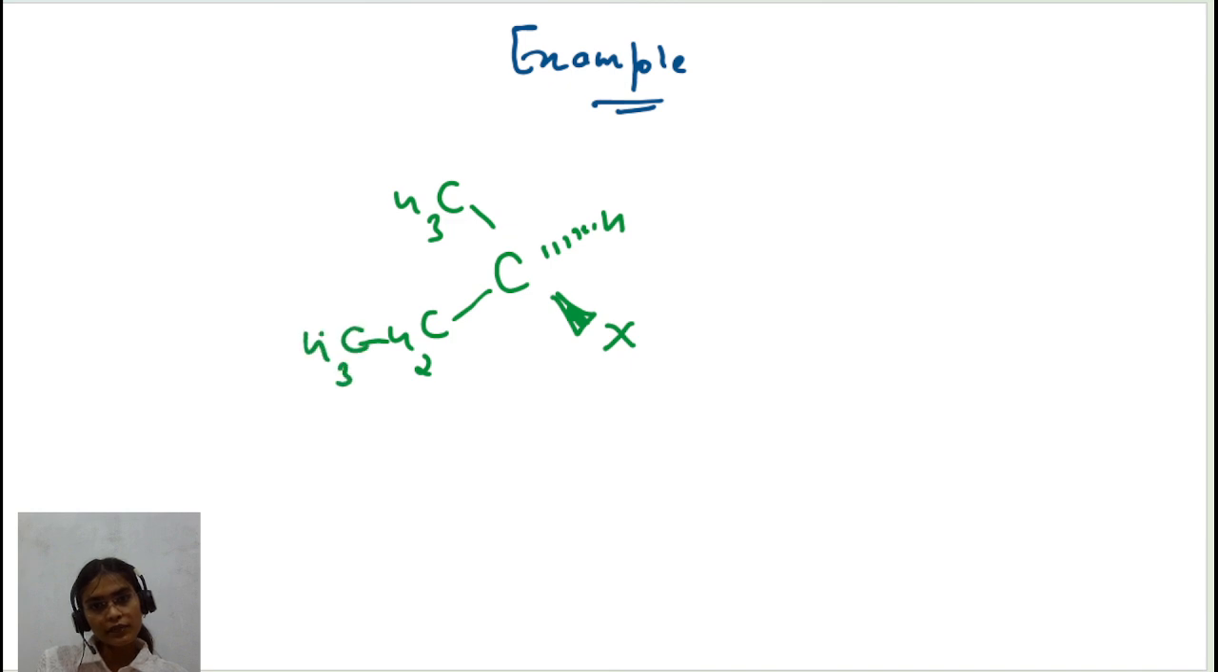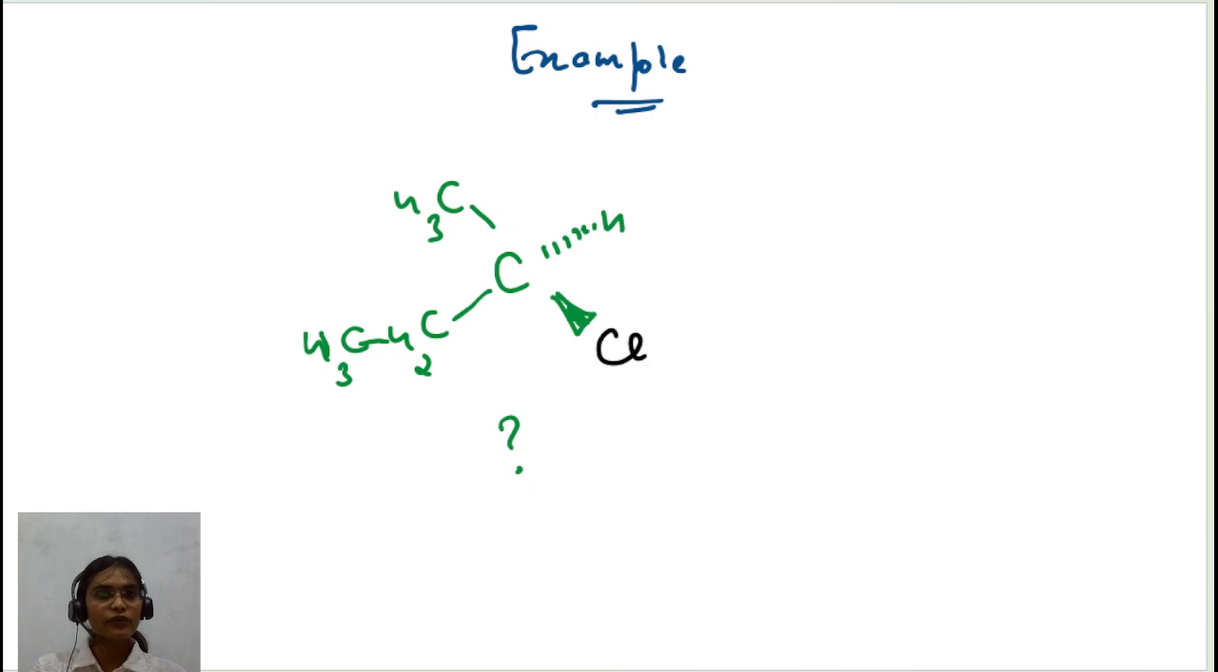Can you tell me what is the configuration for this? Options are S or R. Please try to find out the answer. Let's consider this is chlorine. So is it R or S? R, okay. So everyone is right, it's going to be R.